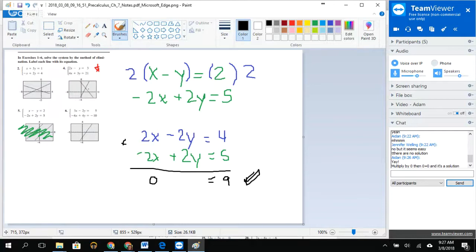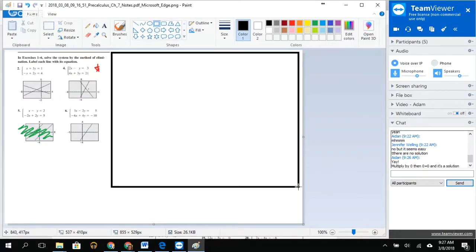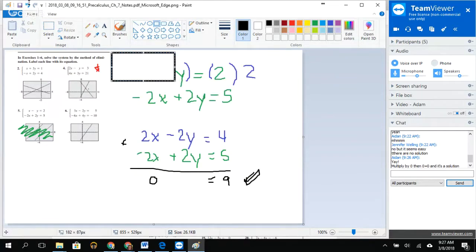Multiply 0 by 0 and it's a solution. Yes, that is not an allowable mathematical principle, to multiply both sides of your equation by 0. Then everything would be a solution, right? I like the way you're thinking though, Aiden. Oh, okay, that's a box.